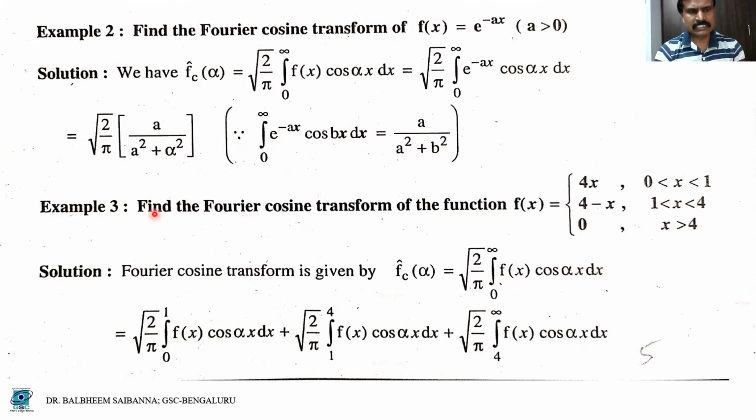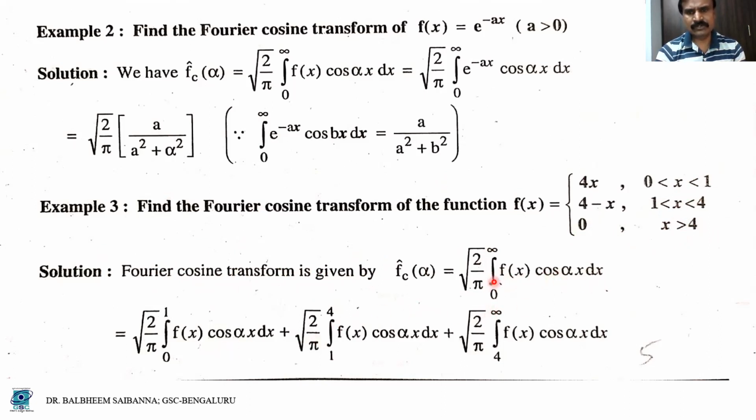One more example: find the Fourier cosine transform of the function f of x equals 4x when x lies between 0 and 1, f of x equals 4 minus x when x lies between 1 and 4, and f of x equals 0 when x is greater than 4. For the solution, we have three pieces here. The Fourier cosine transform is given by F_c of alpha equals root 2 by pi integral 0 to infinity f of x cos alpha x dx.